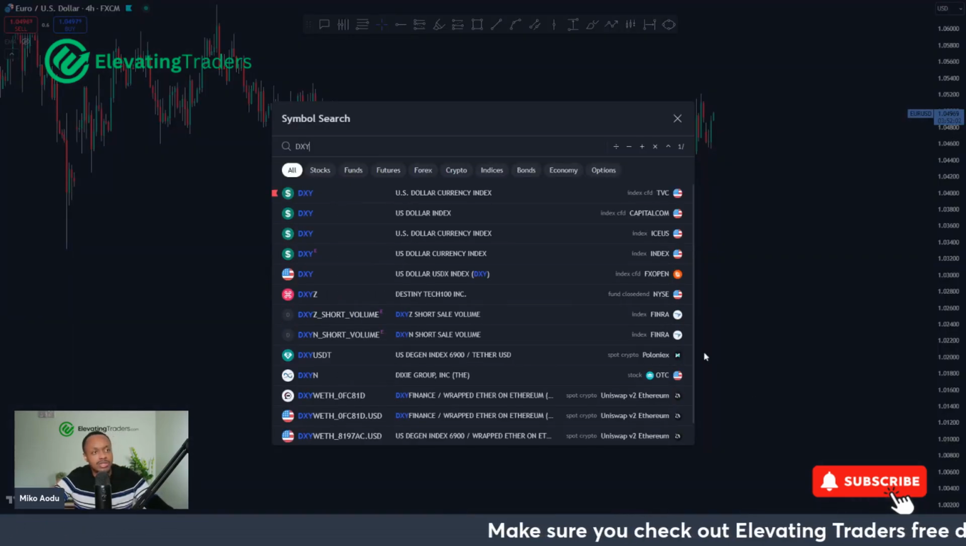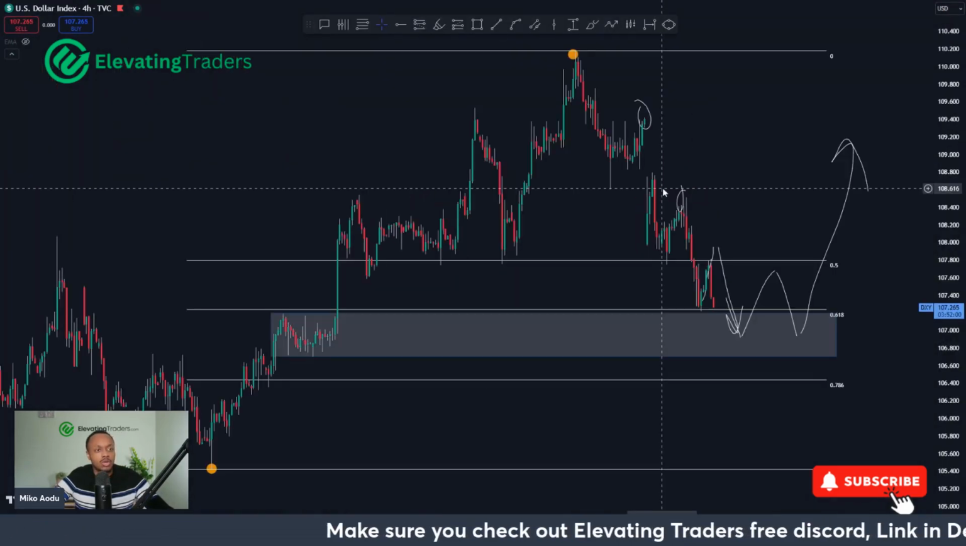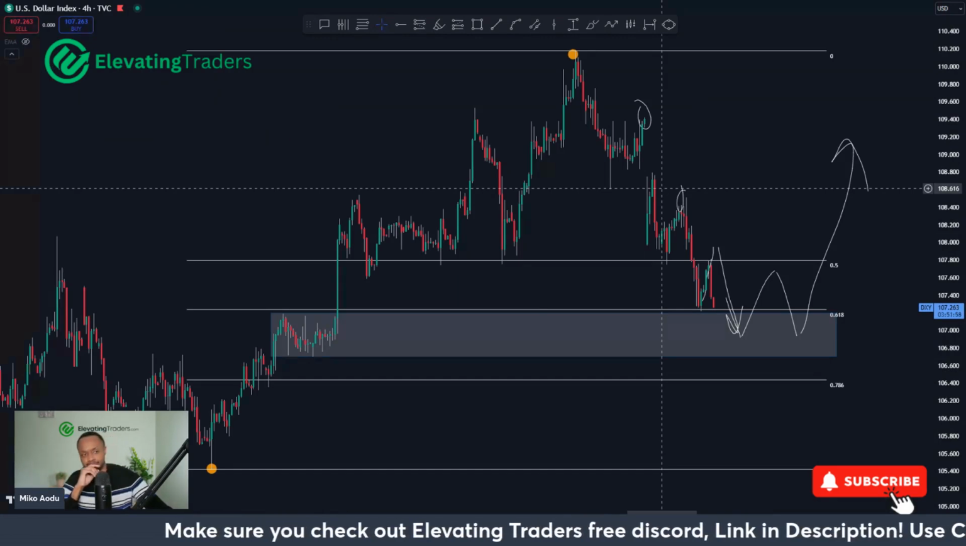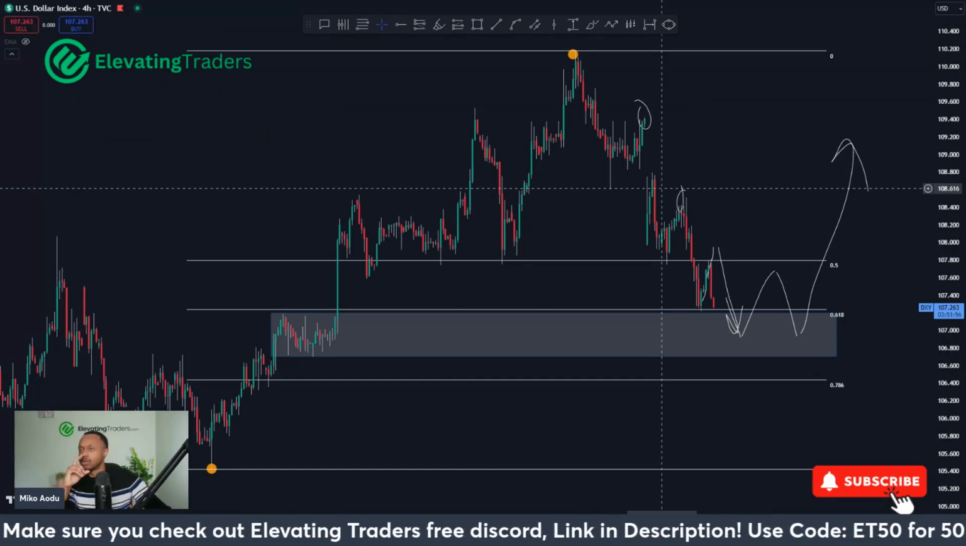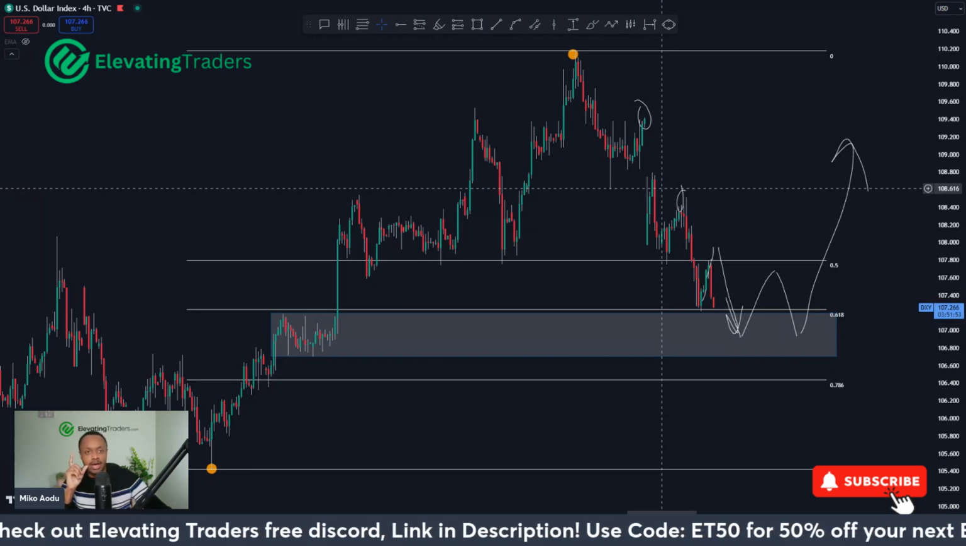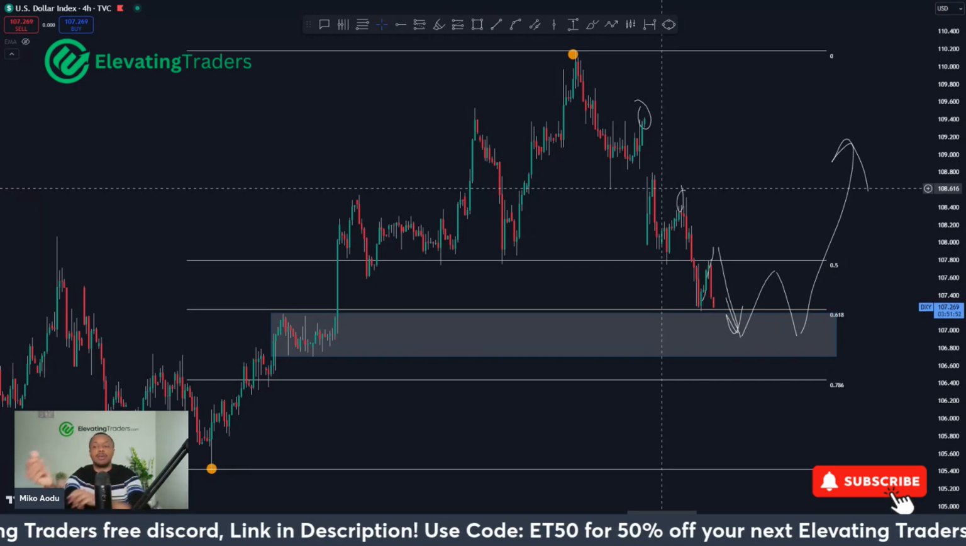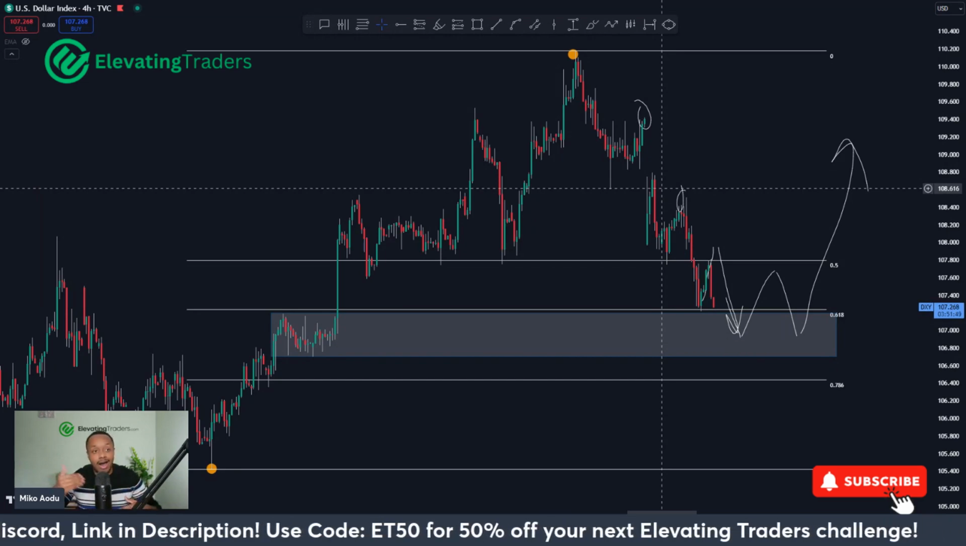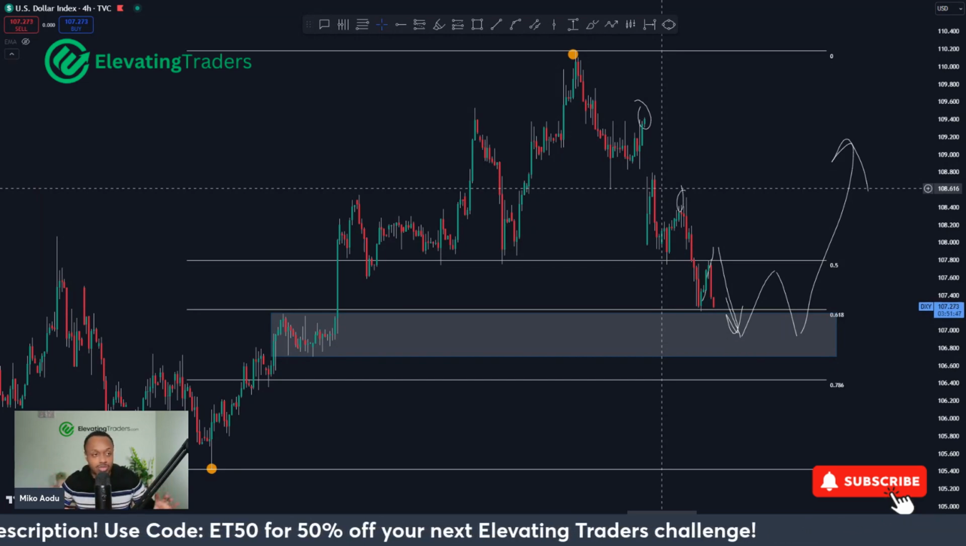And more specifically, we start with the dollar, which at the moment is still looking pretty bearish. I'm still looking for price to turn around. 107 is kind of my area where I'm looking for a high low to form. Whether it does form or not, we'll see.